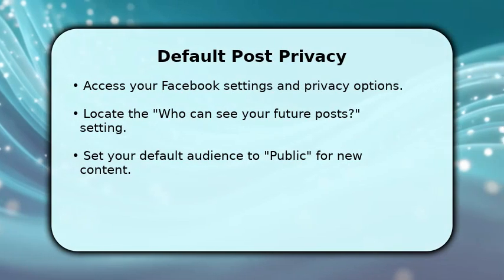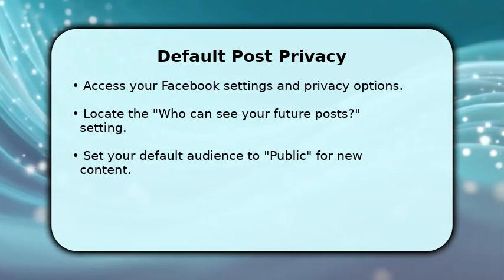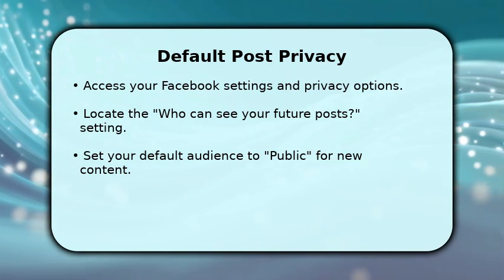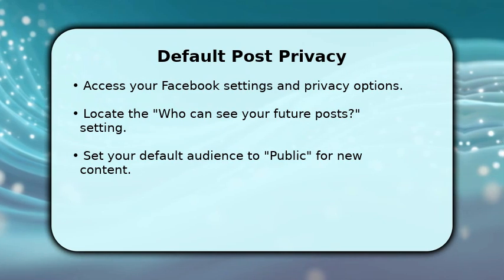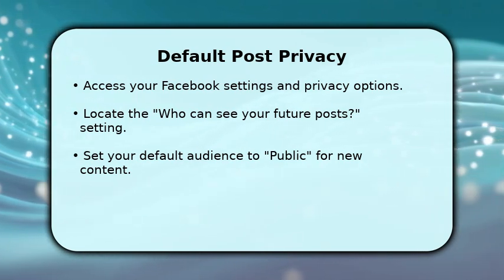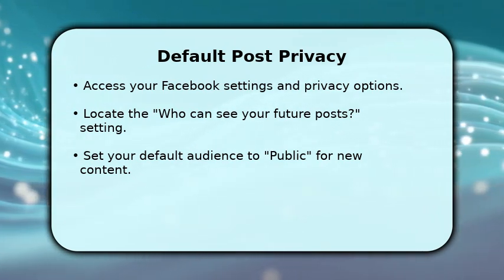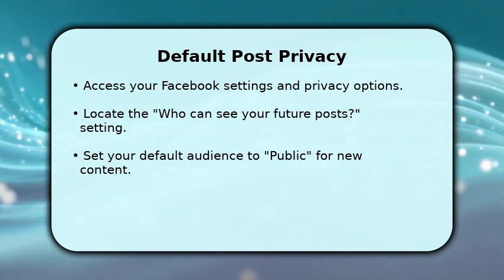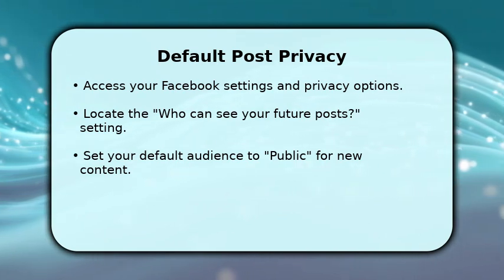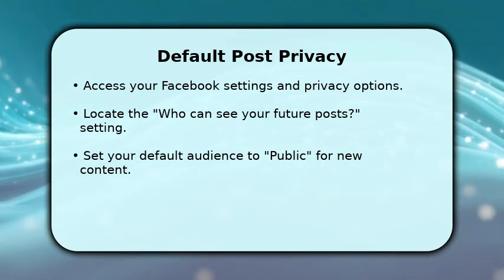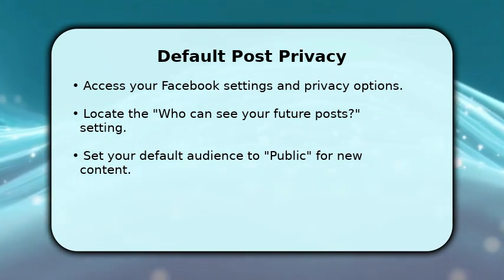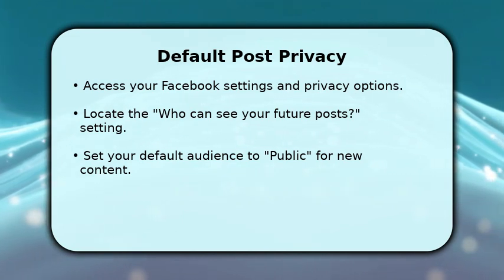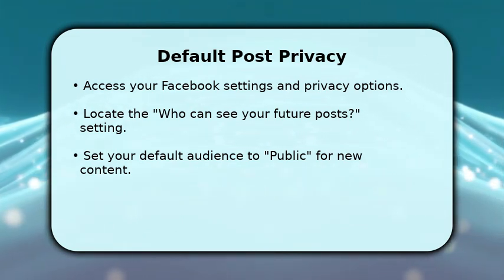To ensure all your future posts are public by default, navigate to your Facebook settings. Under Privacy, you'll find an option to control who can see your future posts. Changing this to public means you won't have to manually select it every time. This saves time and ensures consistent visibility for your content. Remember, you can always override this default for individual posts if you need more specific privacy.